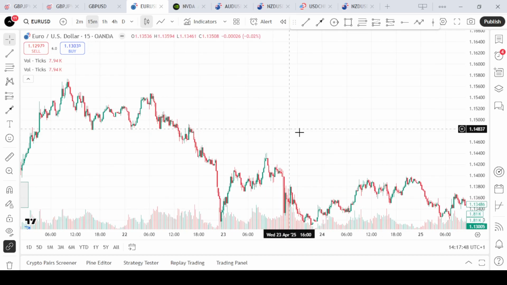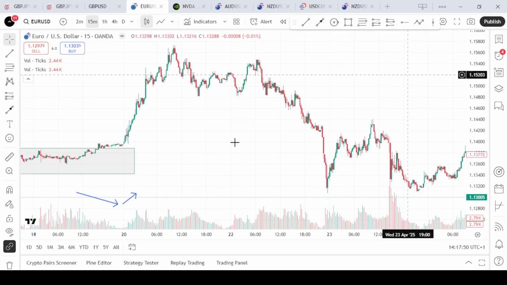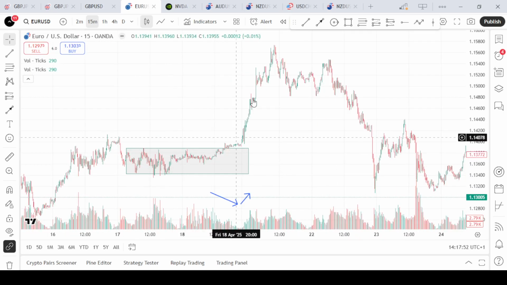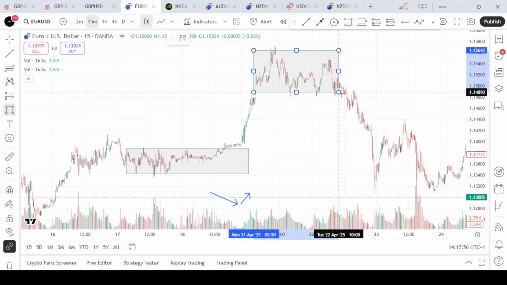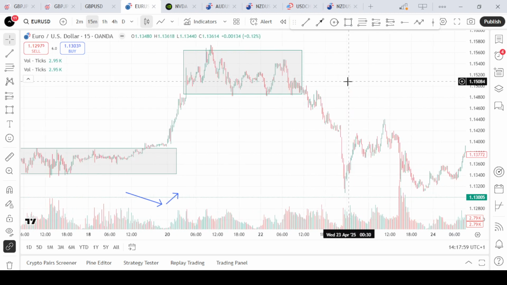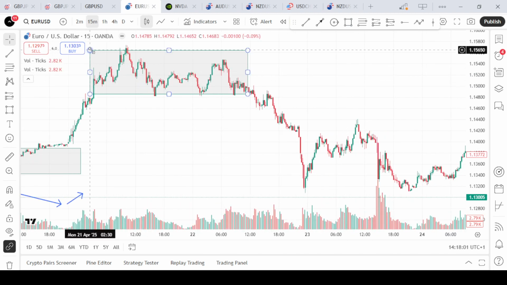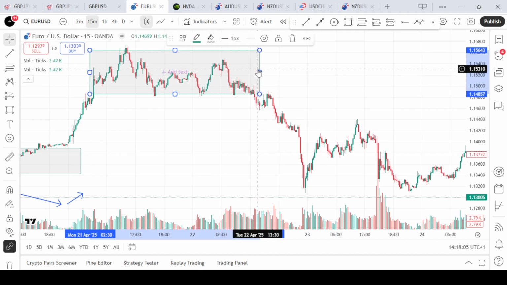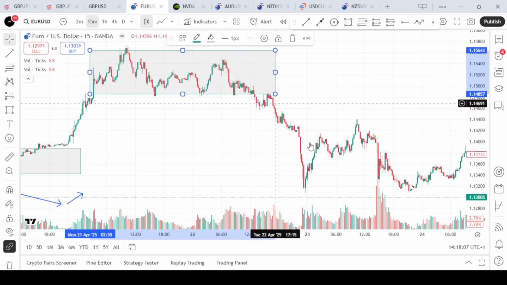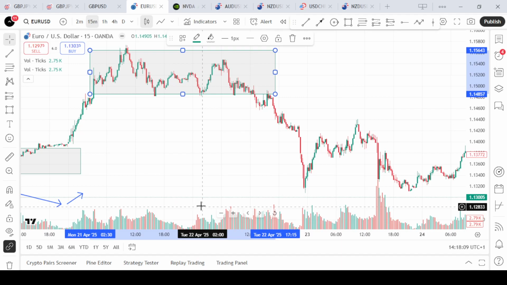And as we can see in this area, after our move to the upside, there was a little bit of consolidation in the market before price decided to break out from the downside. It broke out and retested and continued to the downside.